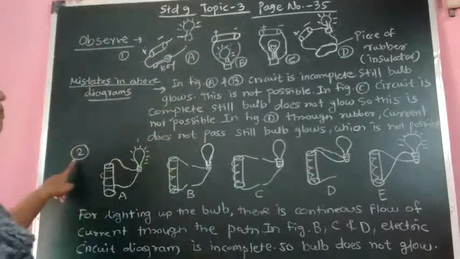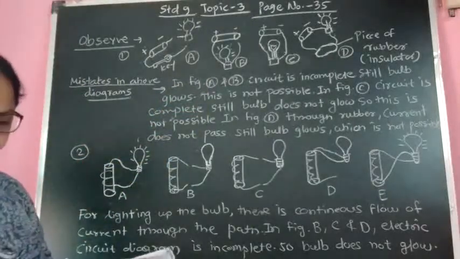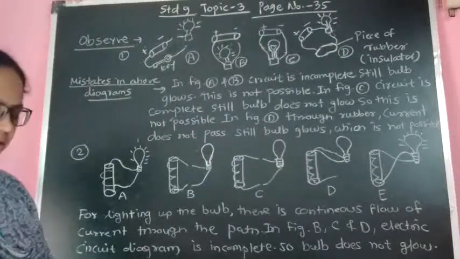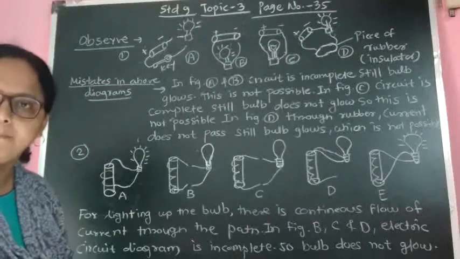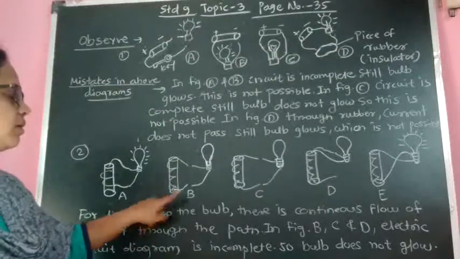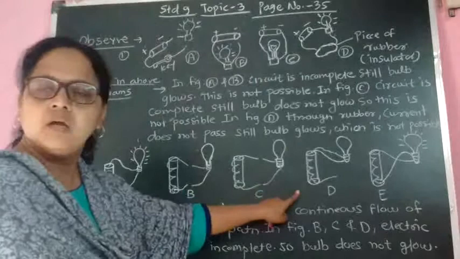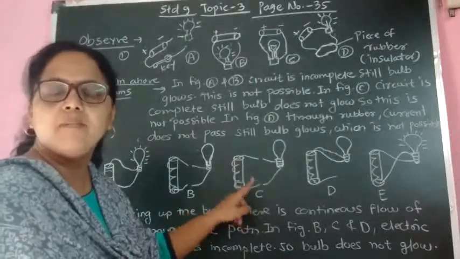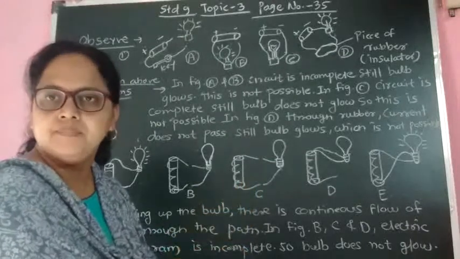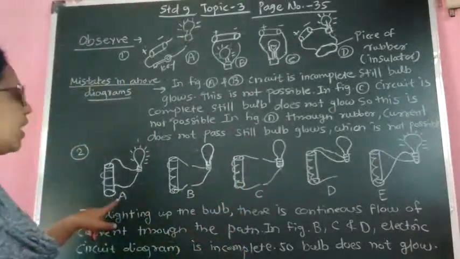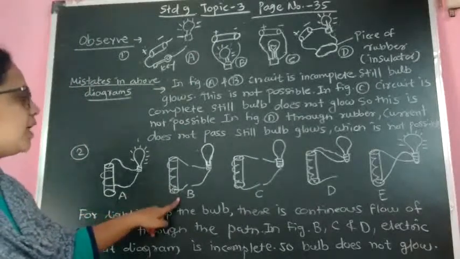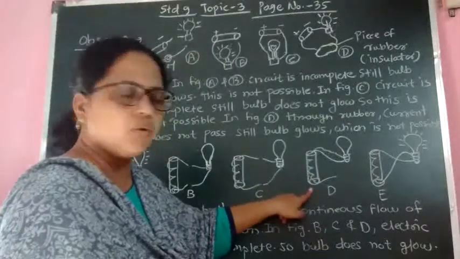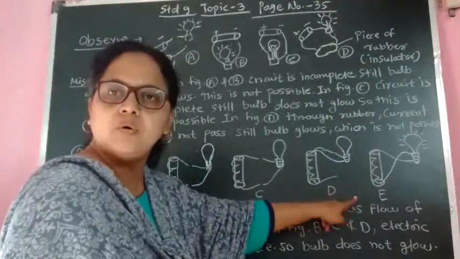Now you can see question number 2. What is question number 2? Why are the bulbs in figures B, C and D below not lighting up? Or what is the reason the bulb does not light up? You can see in figure A the bulb glows, in figure B it does not, in figure C it does not, in figure D the bulb does not glow, but in figure E the bulb glows.